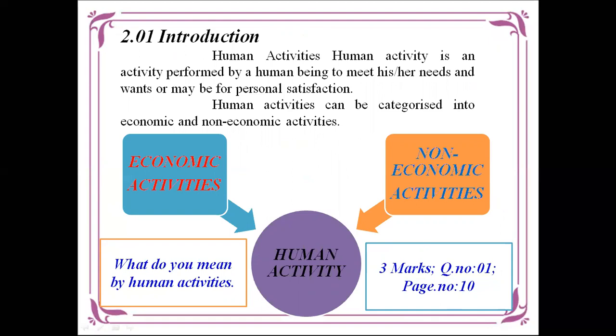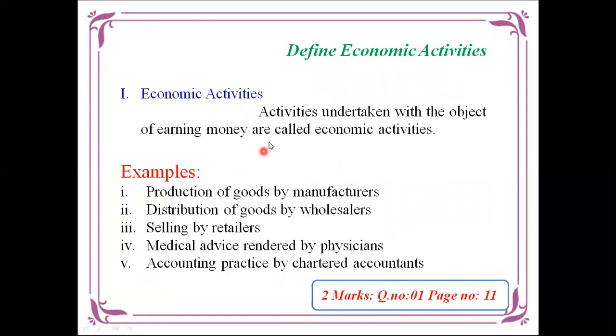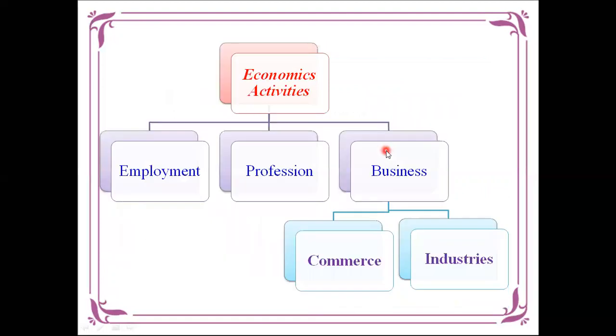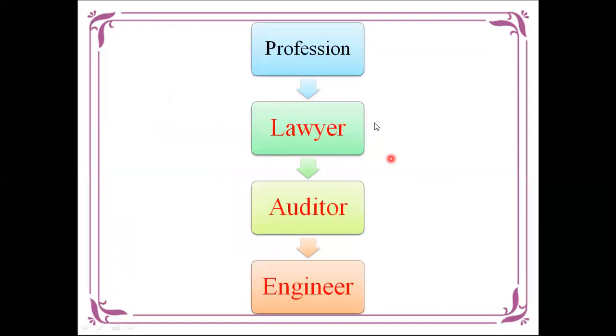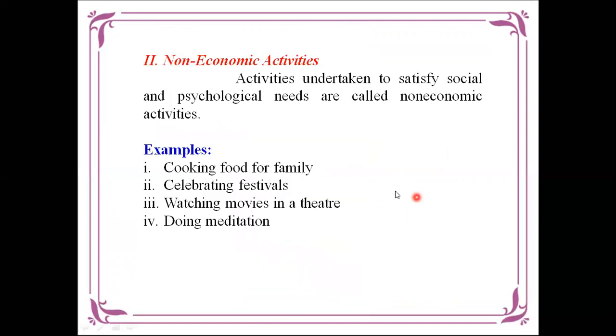These are the two classifications of human activities, that is economical activities and non-economical activities. Economical activities are activities under which the objective is earning money. These are the classifications of economical activities: employment, profession, business, and business has been classified into commerce and industries. Employment is classified into management, supervisor, and worker. Profession is classified into lawyer, auditor, engineer.